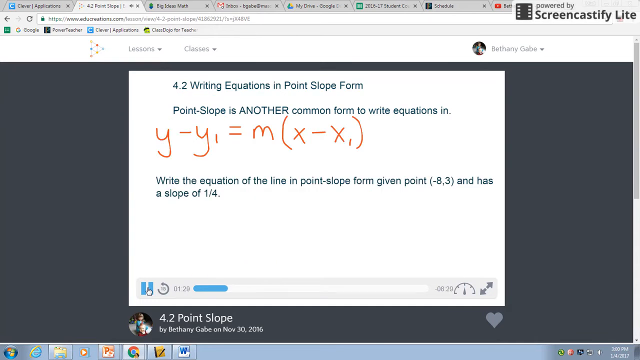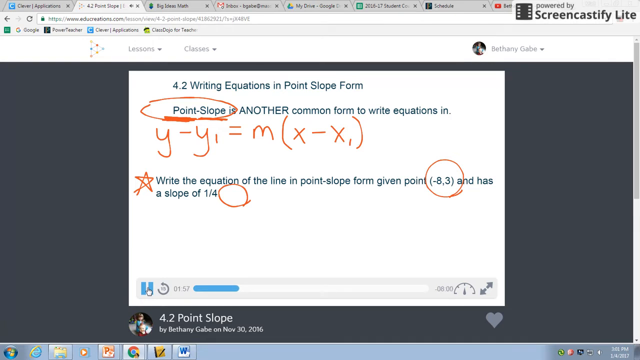So here's an example of what you're going to have to do. It says, write an equation of the line in point-slope form given the point, negative 8, 3, and the slope of 1/4. So notice what it gives you. It gives you a point, and it gives you a slope. So anytime that it gives you those two things, it makes perfect sense to put it into point-slope form, because again, you're just going to plop the numbers into the appropriate spots.